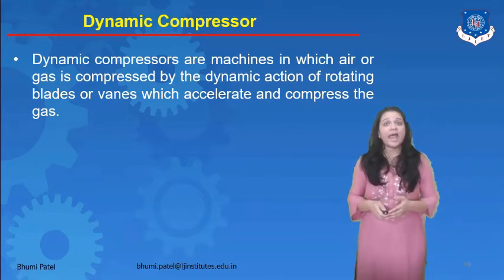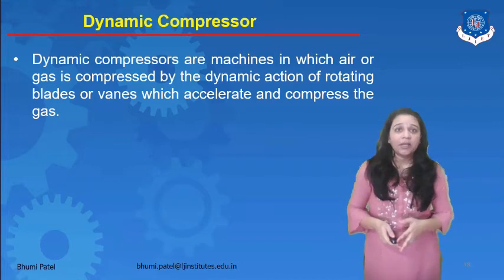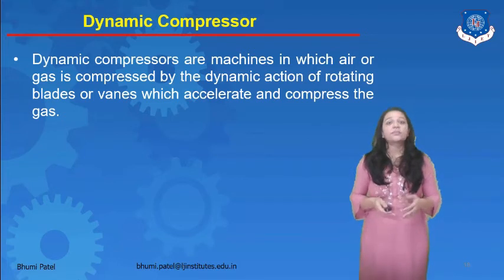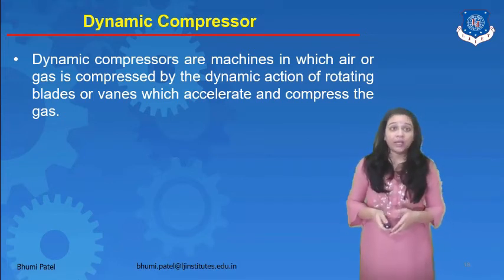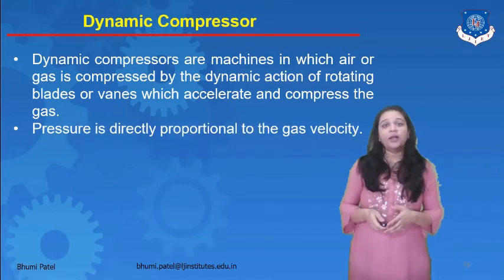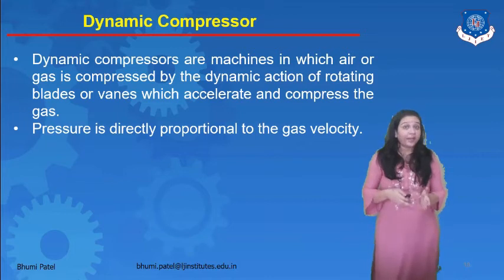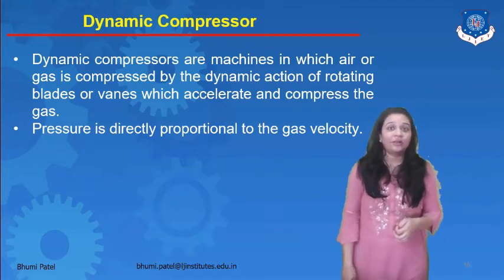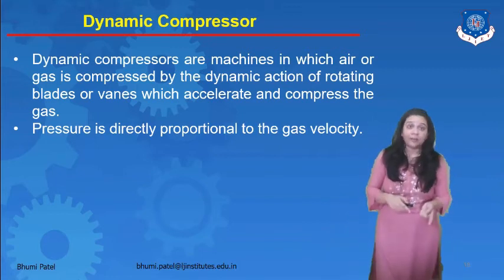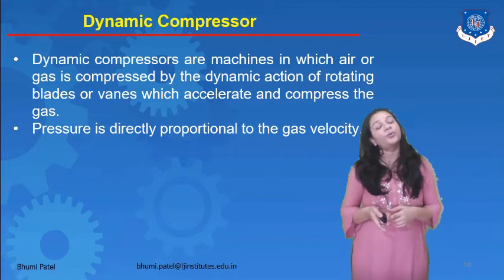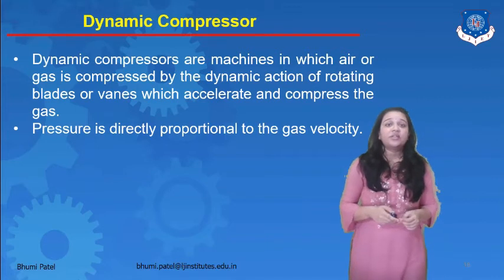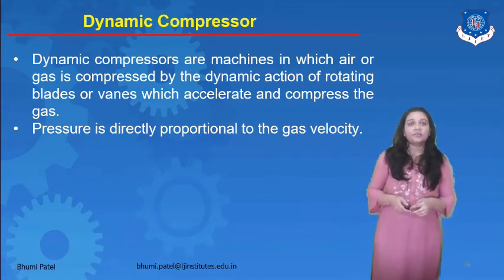The next one is the dynamic compressor. Dynamic compressors are machines in which air or gas is compressed by the dynamic action of rotating blades or vanes, which accelerate and compress the gas. So pressure is directly proportional to gas velocity. In the positive displacement compressor, as you remember, the pressure is inversely proportional to the volume of the gas. In the dynamic compressor, pressure is directly proportional to the gas velocity.